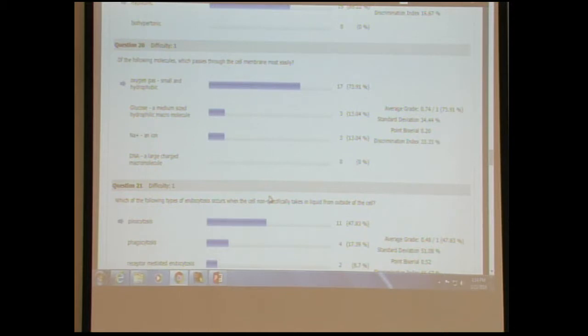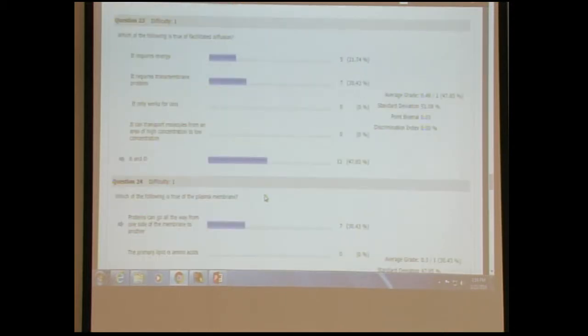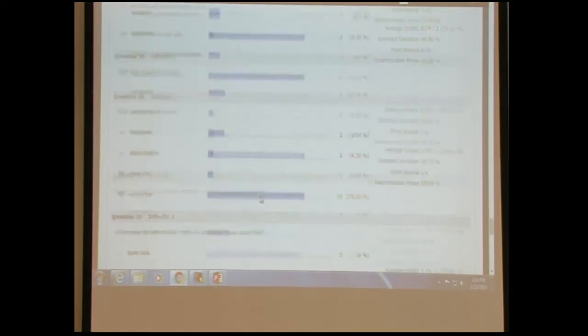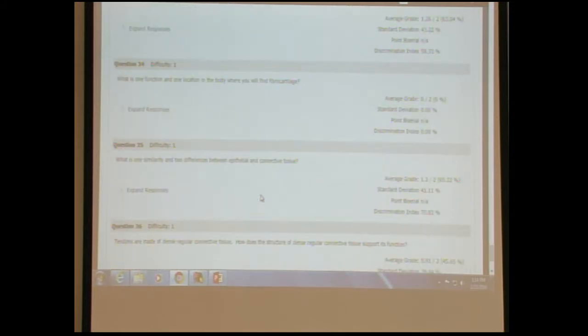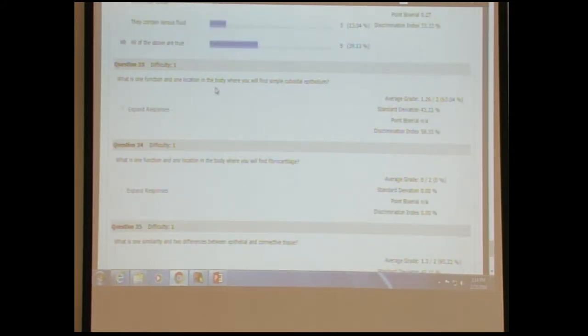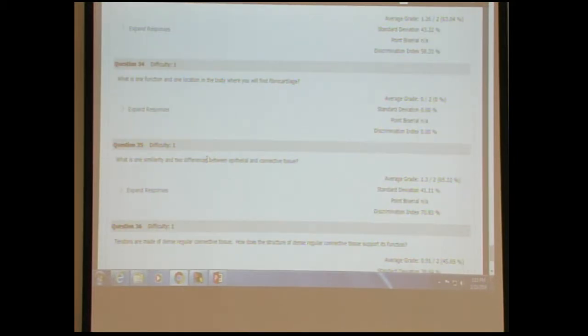Let's see, 36. Most people did pretty well on the function and location of the different epitheliums and fiber cartilages. Similarity and differences between epithelial and connective, that was a hard one for people.